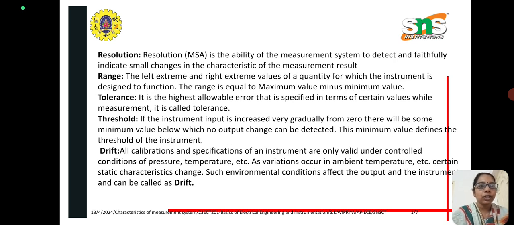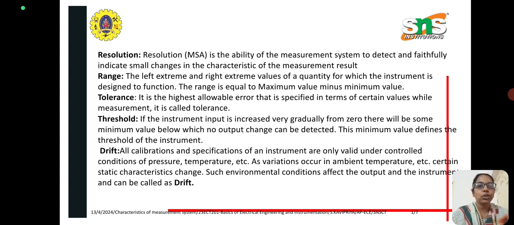And next one is resolution. Resolution is the ability of a measurement system to detect and faithfully indicate even small changes in the characteristics of the measurement result. Next one is range. The left extreme and right extreme values of the quantity for which the instrument is designed to function is called the range. Range is equal to maximum value minus the minimum value. Tolerance is the highest allowable error that is specified in terms of certain values while taking the measurement. So the highest allowable error we call a tolerance.